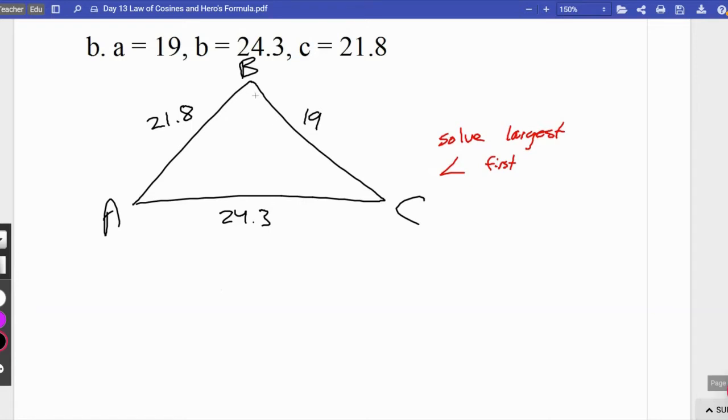So I'm using law of cosines to find angle B. What that's going to look like is, I know that side B has to be on this side. This is 24.3 squared. And I can start filling in the rest. I also know already that cosine of B has to be over there. These other two are interchangeable, so you could use 19 first if you wanted, or 21.8 first. 19 squared minus 2 times 21.8 times 19.